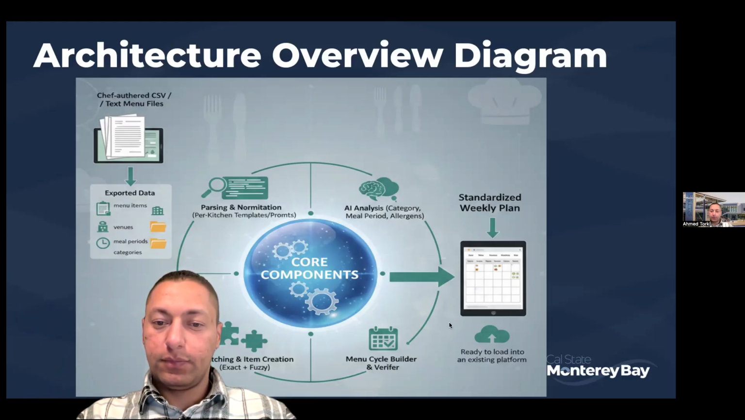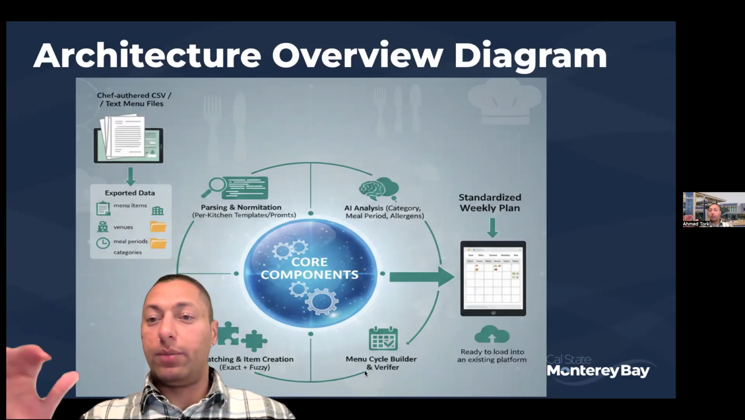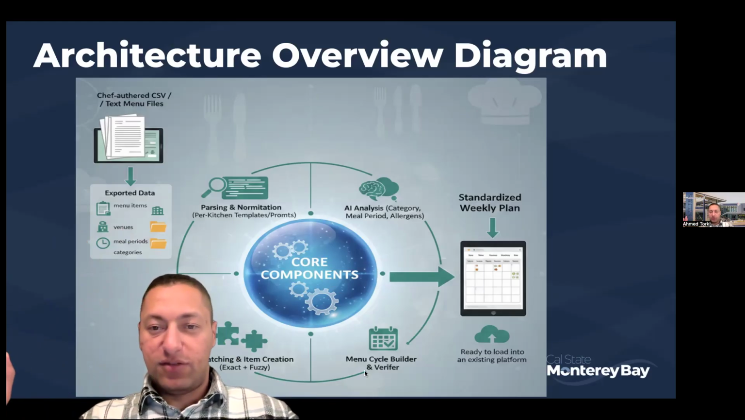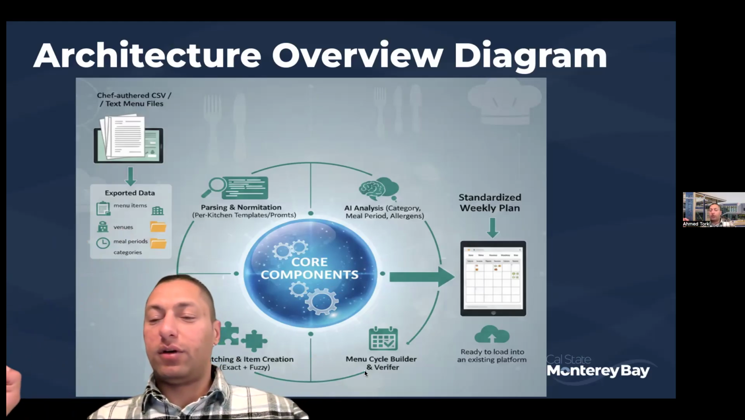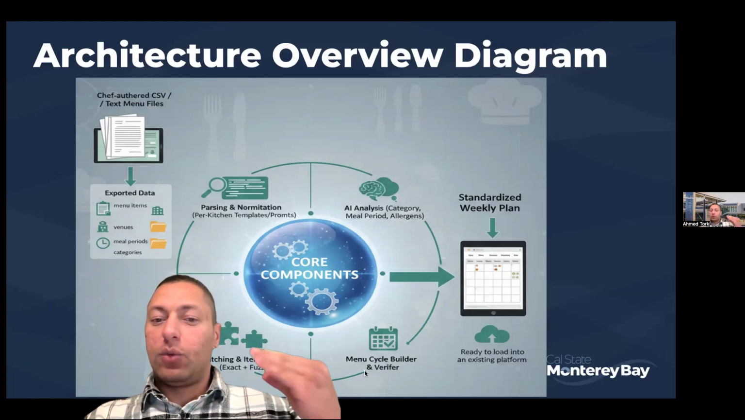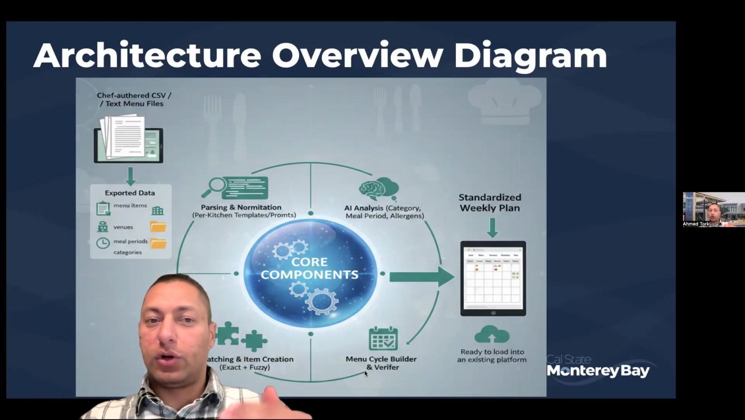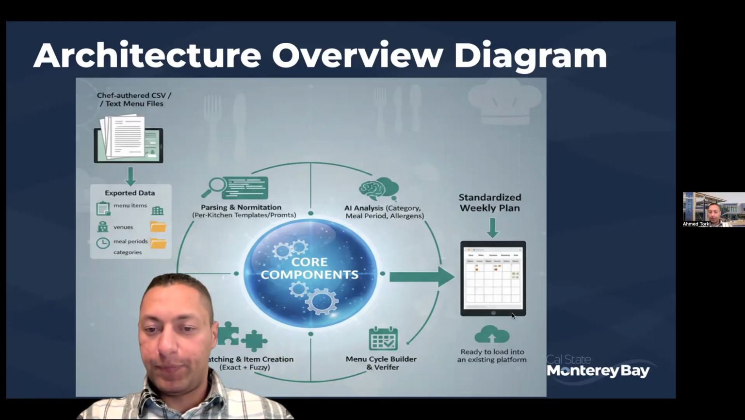And we also have the menu cycle builder and verifier. So we build the menu cycle, we apply it, and then we verify that the one we received from the customer is the same one as we applied. If there is an inconsistency, we flag this error, and we try to parse the logs and reapply it again. If it didn't work, we flag it to the operational team.